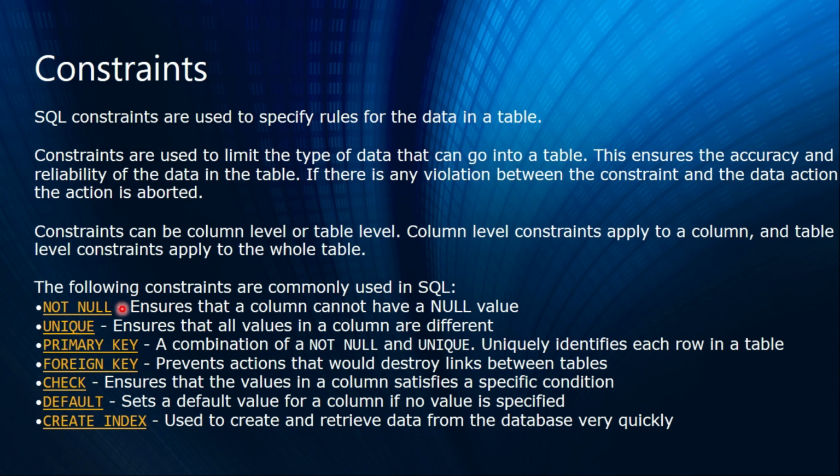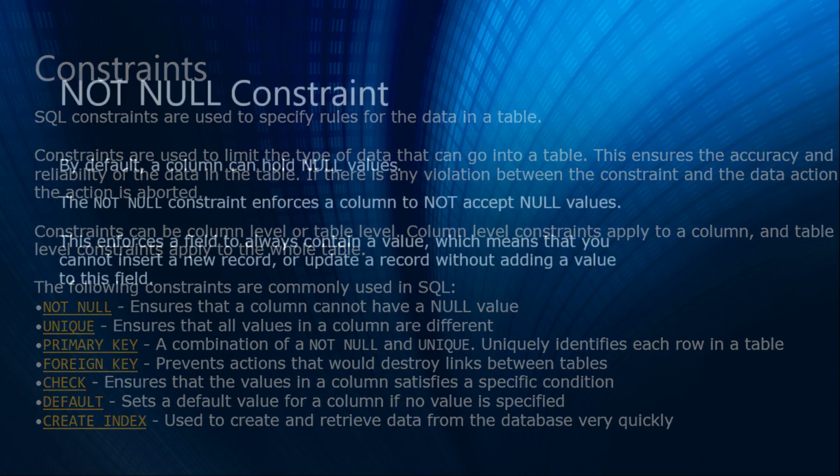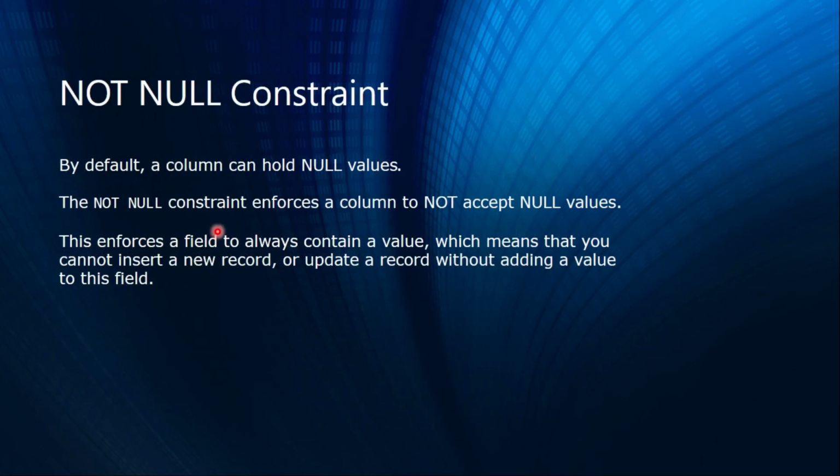There are some constraints here: not null, unique, primary key, foreign key, check, default, and create index. We will study them one by one. The first one is the not null constraint. By default, a column can hold null values, right? If you apply the not null constraint, it will force the field to always contain a value. That means you cannot insert a new record or update a record without adding a value to this field. If you keep the field empty, the action cannot be completed.